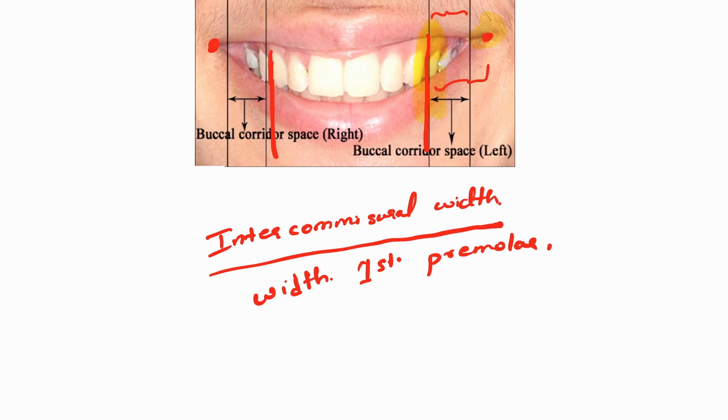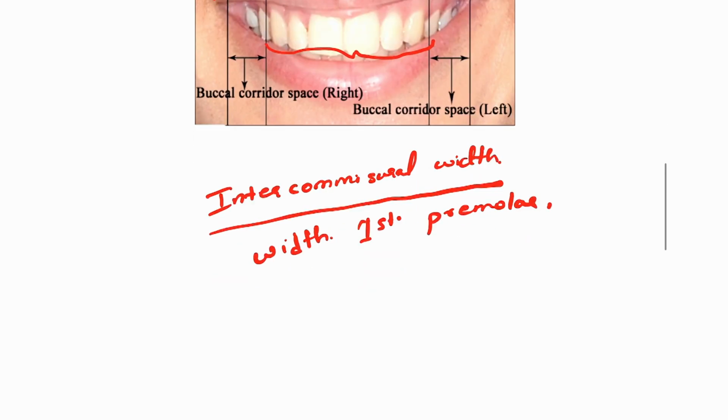So if I go here, I will explain this. Basically what it says is the intercommissural width, the ratio between the two commissures, divided by this, first premolar to first premolar. This ratio is how you get the value. If you want to get the value, this is what the buccal corridor is. Now it's good to know it.